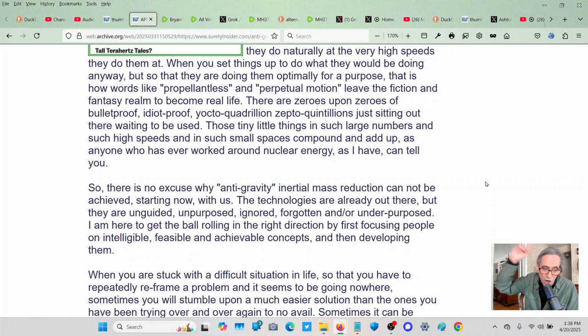So there is no excuse why anti-gravity, inertial mass reduction, cannot be achieved starting now with us. The technologies are already out there, but they are unguided, unpurposed, ignored, forgotten, and or underpurposed. I am here to get the ball rolling in the right direction by first focusing people on intelligible, feasible, and achievable concepts, and then developing them.